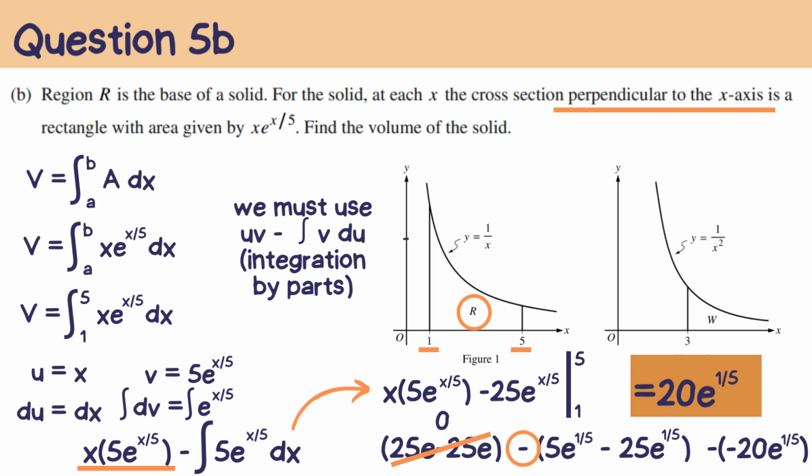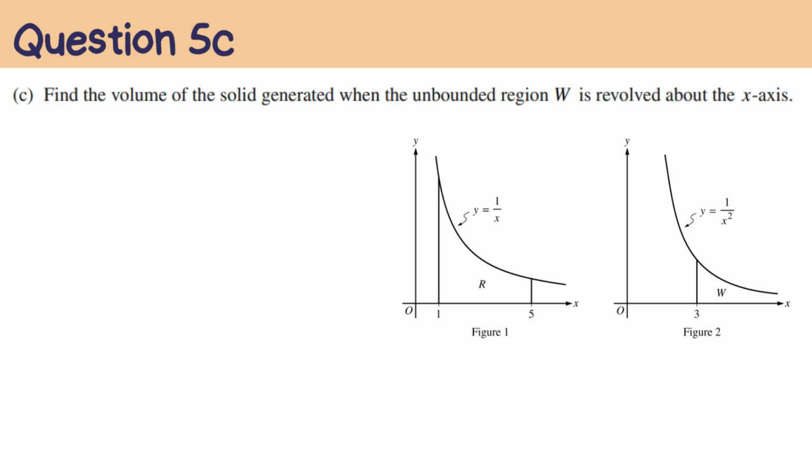Now for points, it's going to be a point for the setup, a point for the integration by parts, and another point for evaluating it from 1 to 5 to get your answer, simplified or unsimplified, as long as there are no variables. Now, for the last part, or for part 5C, we need to find the volume generated around the x-axis for the unbounded region W.